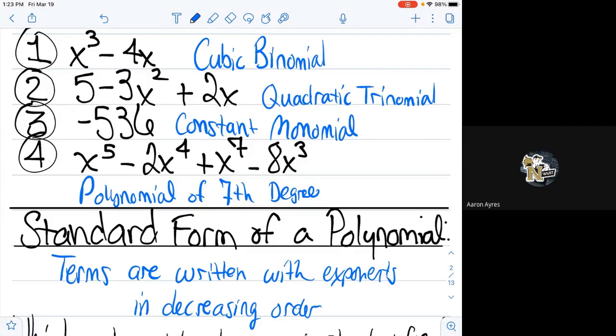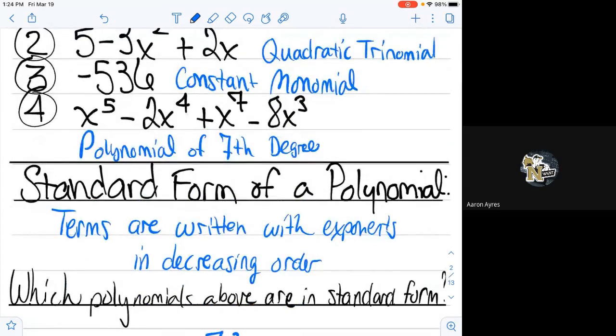Are you okay with that? You just start with the highest exponent, write that term, continue until you've written them all, and they're in decreasing order. Okay? Questions for me on this? Perfect. All right. So let's maybe indicate this here. I'll put like a little note here that 1 and 3 are in standard form.